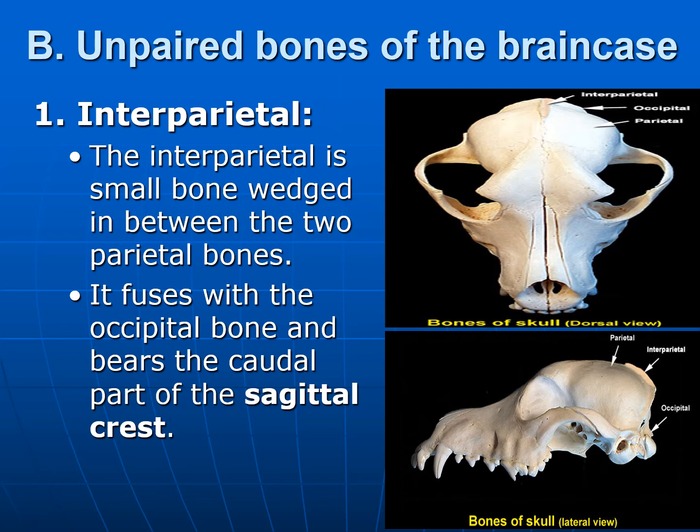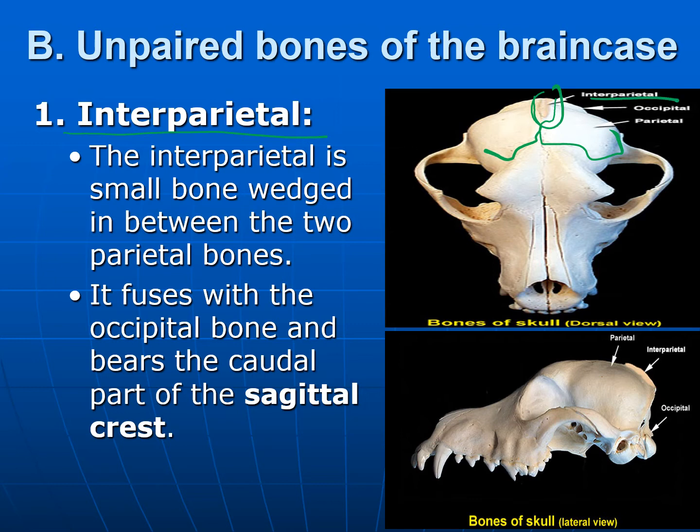Now we're going to talk about the unpaired bone of the brain case. The first one is the interparietal. From the name, inter means between two bones, so it's found between the two parietal bones. So this is the one here. We have the parietal bone, and here we have the interparietal.